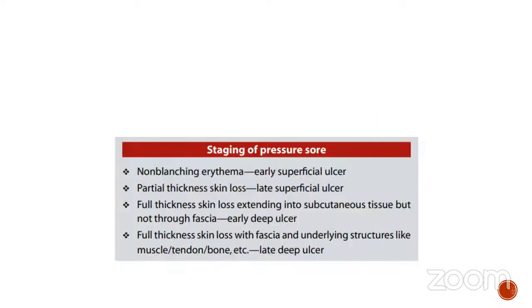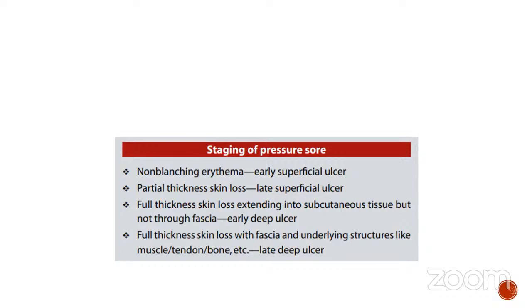So for a pressure sore, these are the stages of a pressure sore. First, there is superficial ulcer, and then it will become deep ulcer. A superficial ulcer can be again categorized into early superficial ulcer and late superficial ulcer. So if there is non-blanching erythema, that's a very first stage. So if a bedridden patient is having non-blanching erythema, we should keep in mind that it will have a tendency to become a big ulcer. So if a non-blanching erythema is only present, that's a stage of early superficial ulcer.